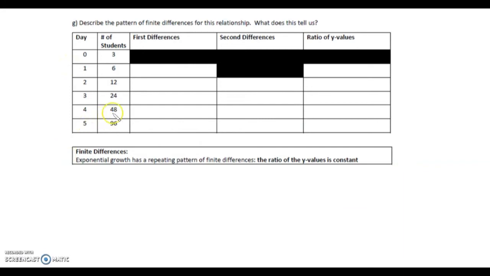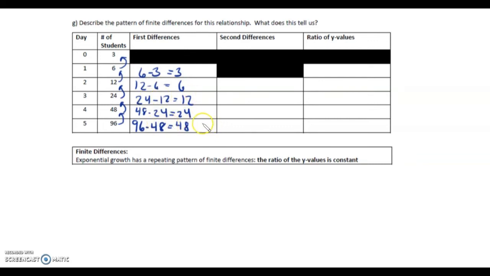Okay, now describe the pattern of finite differences for this relationship. Okay, so we've done this in grade 9 for lines and grade 10 for parabolas. So now we're going to do first differences for the exponential function. As a review, we're going to go up the y column, and we're going to go 96 minus 48. What do we get? 48. 48 minus 24. What do we get? 24. 24 minus 12. We get 12. 12 minus 6. We get 6. 6 minus 3. We get 3.